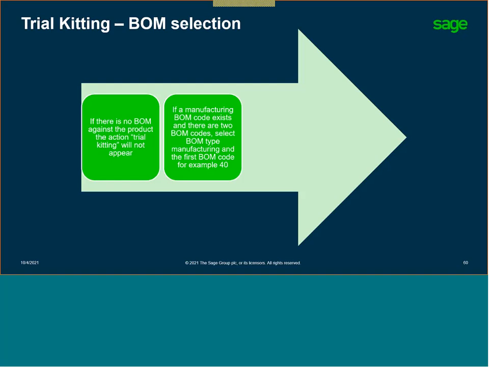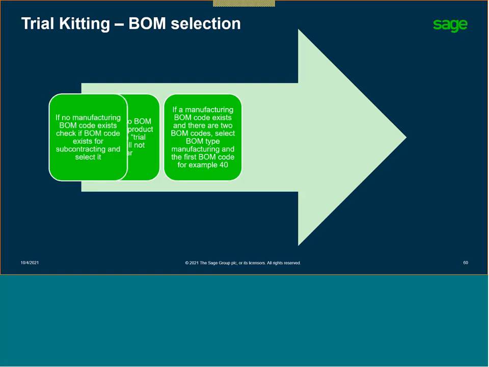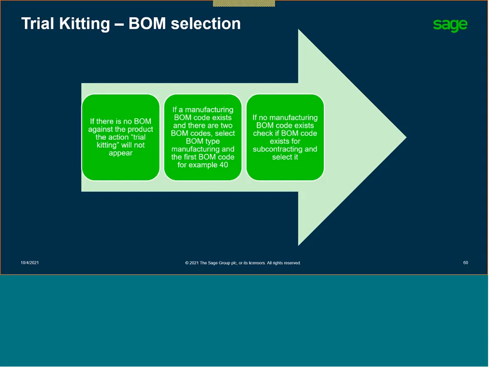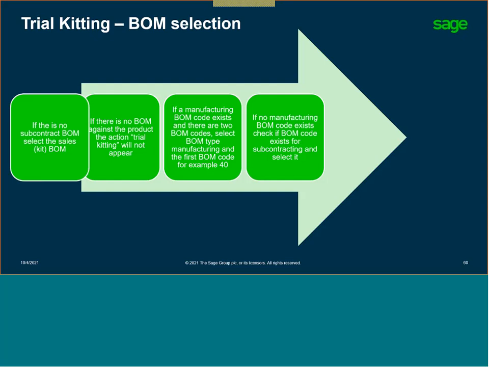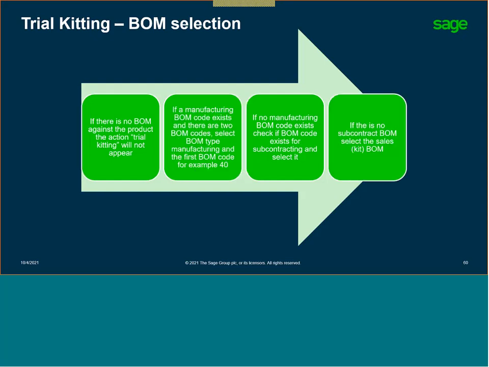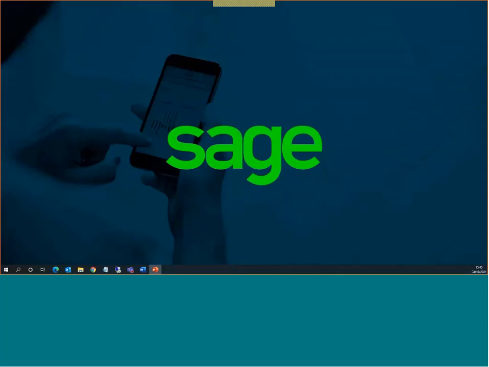So, in normal stage terms, X3 terms, you've got BOM code 40 or 41, it will take BOM code 40. If no manufacturing BOM code exists, it will check if there's a subcontracting BOM for this and then select it. So it first checks if there's a BOM, then checks if there's a manufacturing BOM, then checks if there's a subcontracting BOM, and finally, if it can't find a subcontracting BOM, it will select the sales kit for that BOM. So it's working through various steps to select the actual BOM for this particular trial kit. You can, though, override that as you go through. So I'll show you now in the system itself.